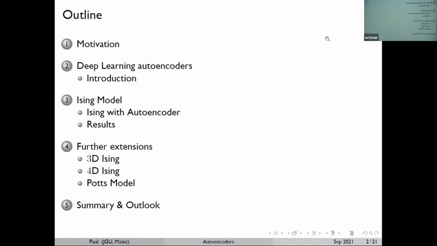Okay, so this is the outline of my talk where I first discuss the motivation, that is, why in the first place should we try these things out, and then I'll briefly discuss the deep learning autoencoders which have been discussed yesterday by my peers here, and then I will talk about how our model applies to the Ising model and the corresponding results, and then the further extensions that we have been drawing out, and finally the summary.